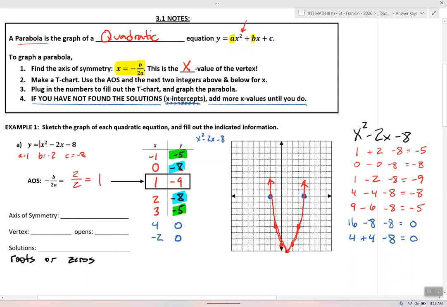So there's our parabola, and you can see that our AOS, our axis of symmetry, was x equals 1. And that's the line we get through the vertex. The vertex is the point 1, negative 9. Our graph opens up. And the solutions here are 4 and negative 2. Those are the x values when the function is equal to 0, the x-intercepts. All right, let's try one more.